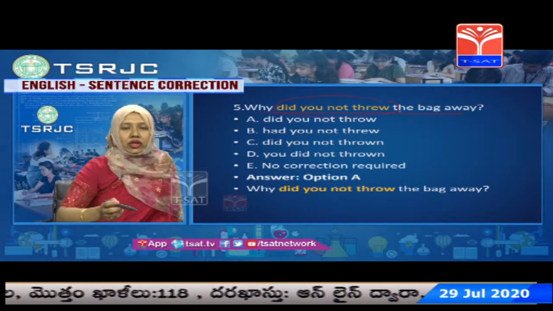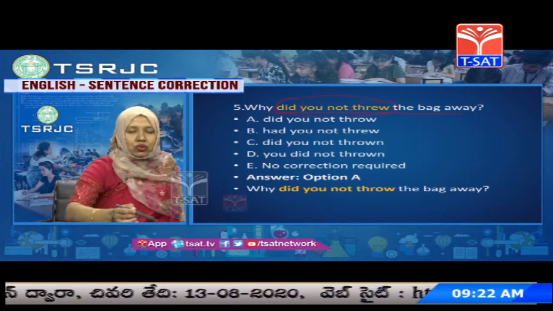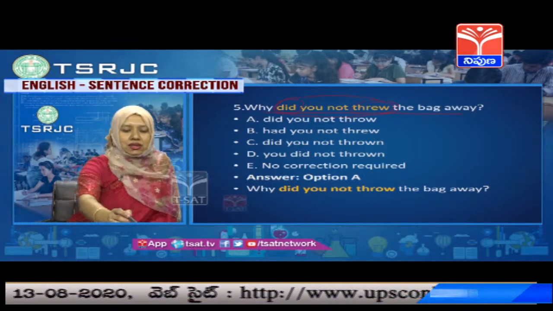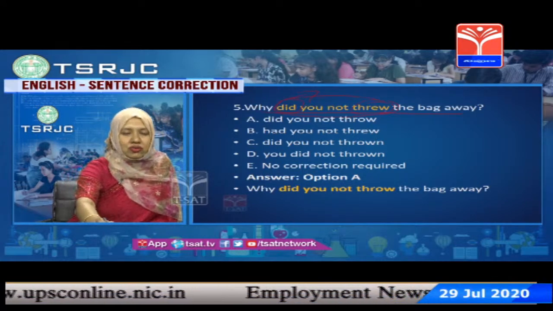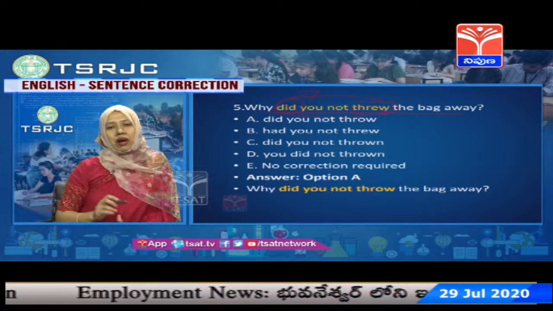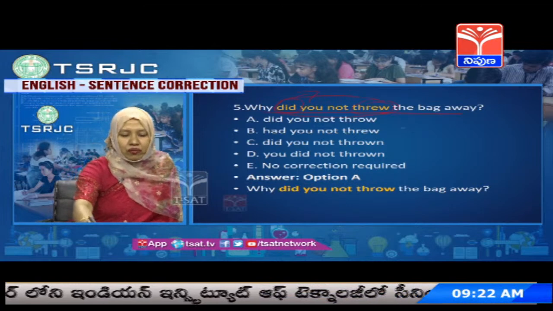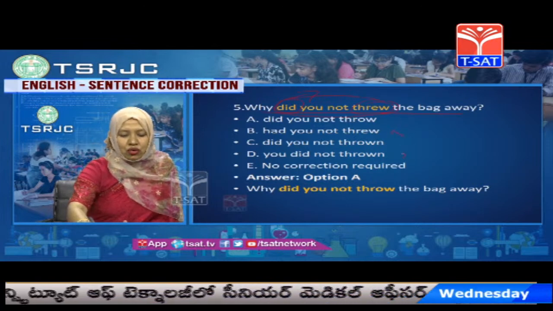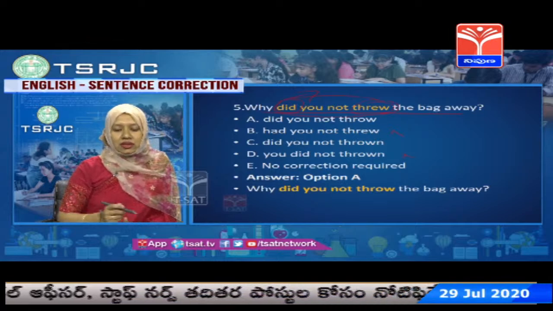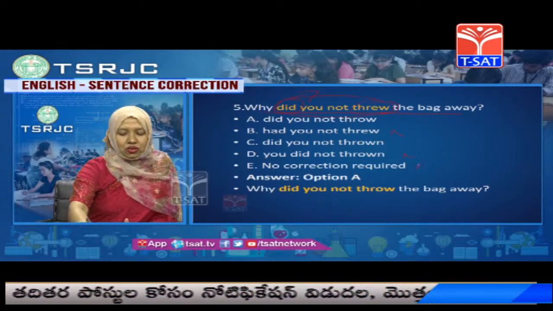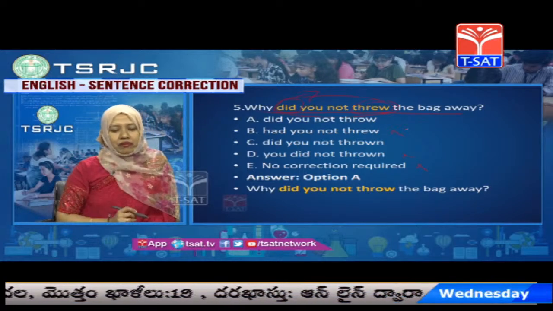Now if you see, there is a mistake. Why did you not threw? Two past tenses cannot be used. If the helping verb is in past tense, here did is already in past, you cannot use one more main verb in past form. So this is wrong. Wherever threw is there, or thrown is there, it is wrong. This eliminates this option. So option E, option D, option B are eliminated.